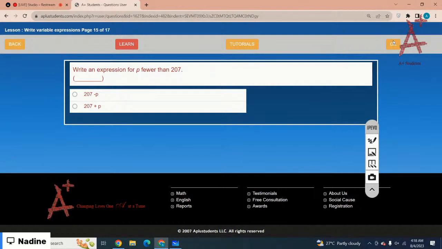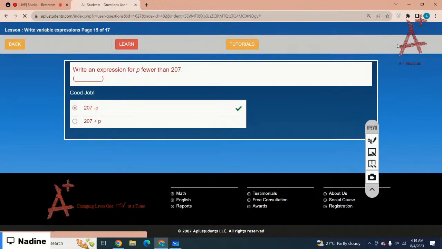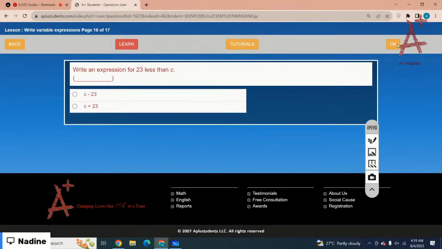So be careful when you are working on the expressions. You can see two of you have answered differently, right? So you have to understand p fewer than 207. That means you have to subtract p out of 207, right? Because p minus 207 and 207 minus p, they are two different things, right?